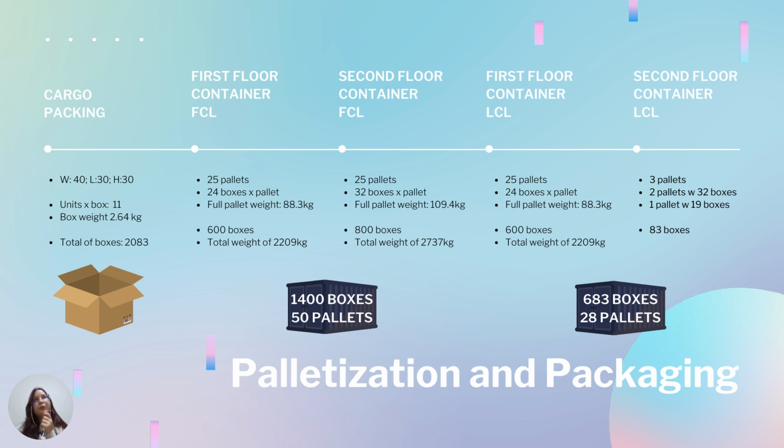For the palletization side, we will need 2 containers, 1 FCL and 1 LCL. Each box of 40 by 30 by 30 is filled with 11 units for a total of 1,083 boxes. So the first container would carry a full load of 1,400 boxes, 600 on the first floor and 800 on the second floor. The second container would carry 600 boxes on the first floor and 83 in the second floor, with a total of 638 boxes and 28 pallets.